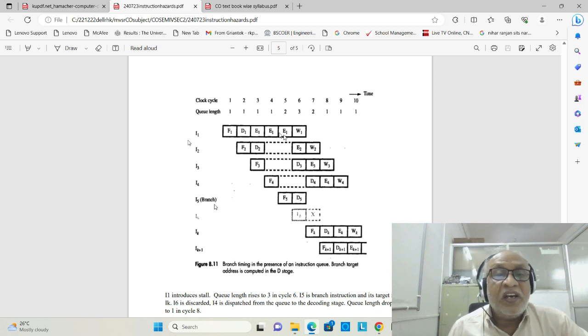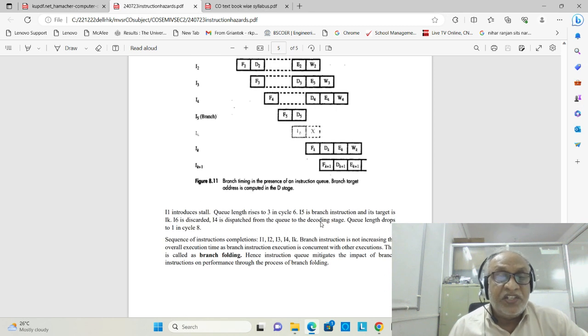If you look here, I5 is a branch instruction and its target instruction is IK. So naturally I6 is discarded. When I6 is discarded, the actual result should be a stall, but instead of that, I4 is dispatched from the queue to the decoding stage. And here again, the queue length drops to 1 at cycle 8.